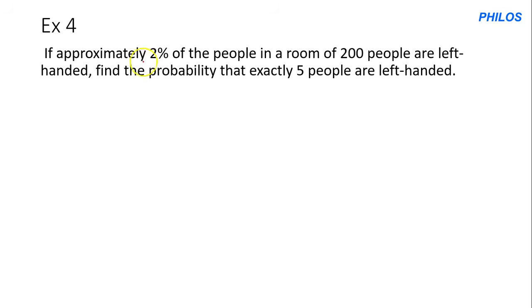Question 4 says, if approximately 2% of the individuals in a room of 200 are left-handed, find the probability that exactly 5 are left-handed. So to solve this, the question has given us probability P to be 2%, that is 0.02. And then we've been given the sample size to be 200. So for this, you can easily find Q and then use the binomial formula, isn't it? But here we won't use the binomial formula because the probability is small and the sample size is large. Okay, 200. So let's use Poisson to solve this.